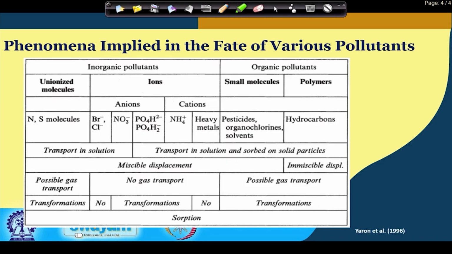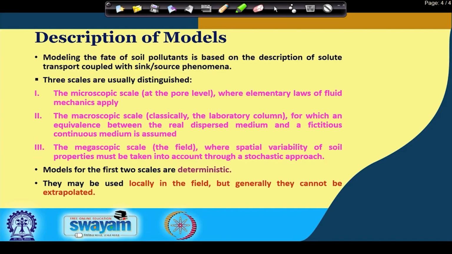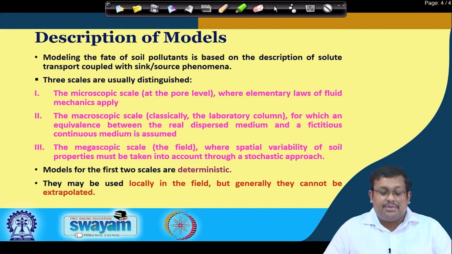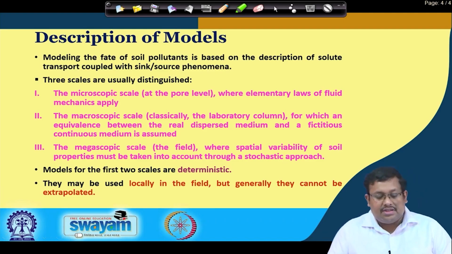Then we discussed the phenomena implied in the fate of various pollutants. We have divided the pollutants into inorganic pollutants and organic pollutants. Then we have discussed their different phenomena. Then we have also discussed the compartmentalization of the soil profile and also the outputs. Then we have also discussed the description of the models. Remember, we have described the models in terms of 3 different scales. One is the microscopic scale, which is at the pore level, then the macroscopic scale, which is at the laboratory level, and then the megascopic scale in the field.